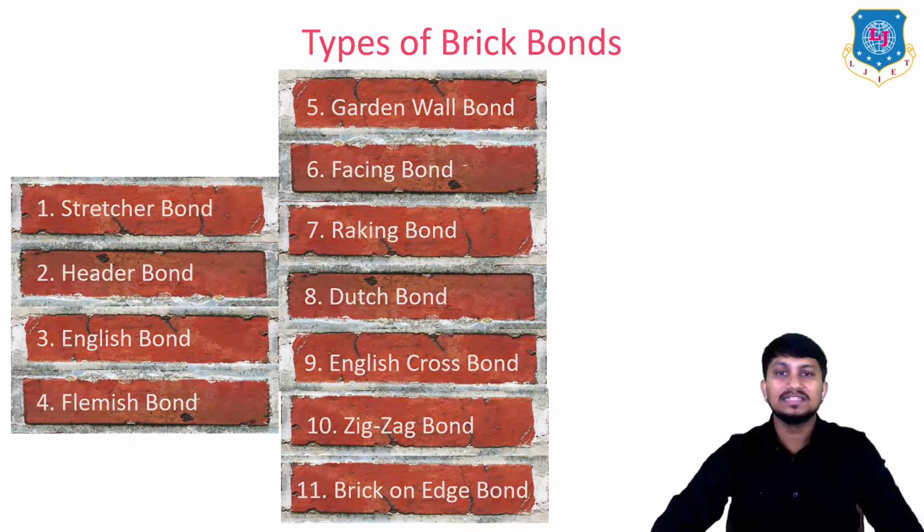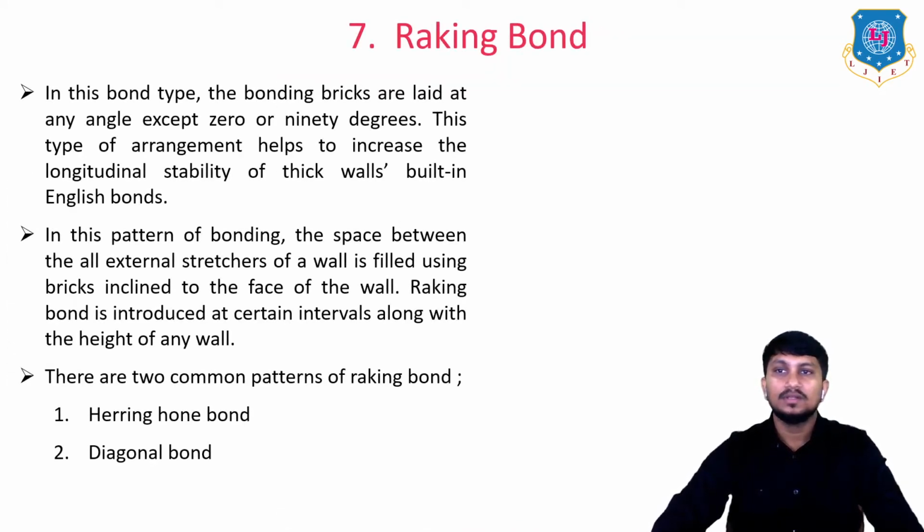Next type of bond is racking bond. In this bond, the bonding bricks are laid at any angle except 0 or 90 degrees. This type of arrangement helps to increase the longitudinal stability of thick walls built in English bond. In this pattern of bonding, the space between all the external stretches of wall is filled using bricks inclined to the face of the wall. Racking bond is introduced at certain intervals along the height of any wall.